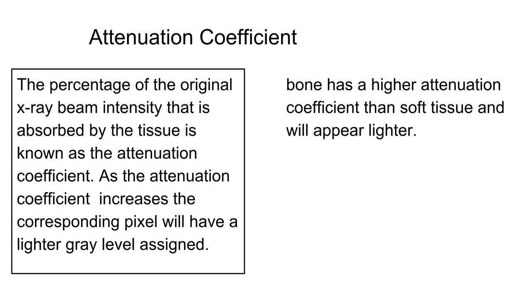You have to think of the body as a bunch of little cubes in reality, right? And each cube has a bunch of tissues in it, depending on how big the cubes are. And the cubes are called voxels, or volume elements. But it comes down to attenuation of the radiation beam that we talked about last year in our first few classes.